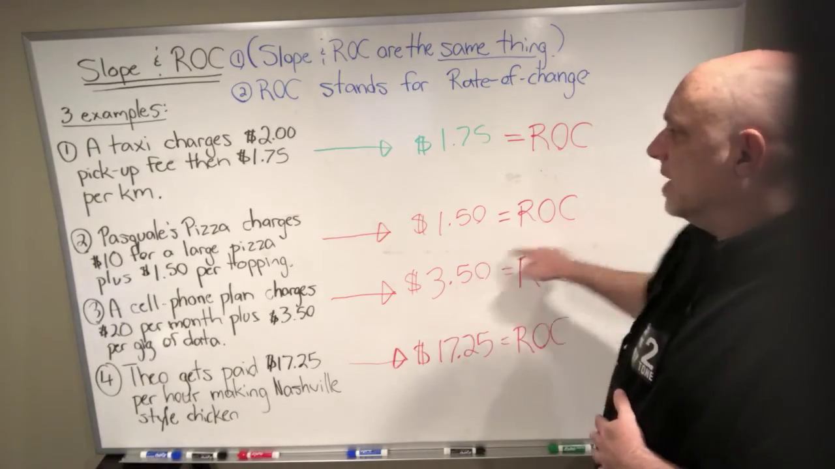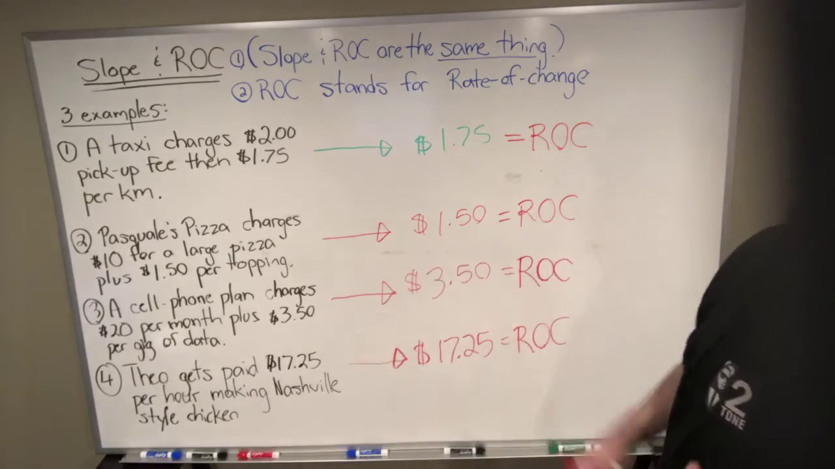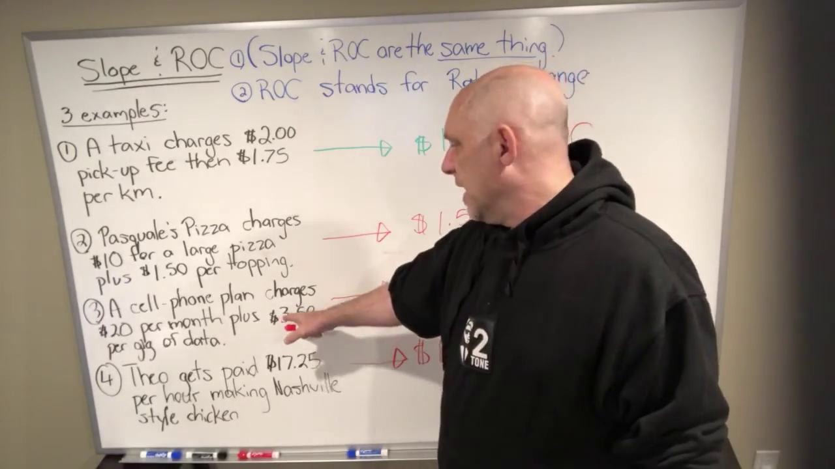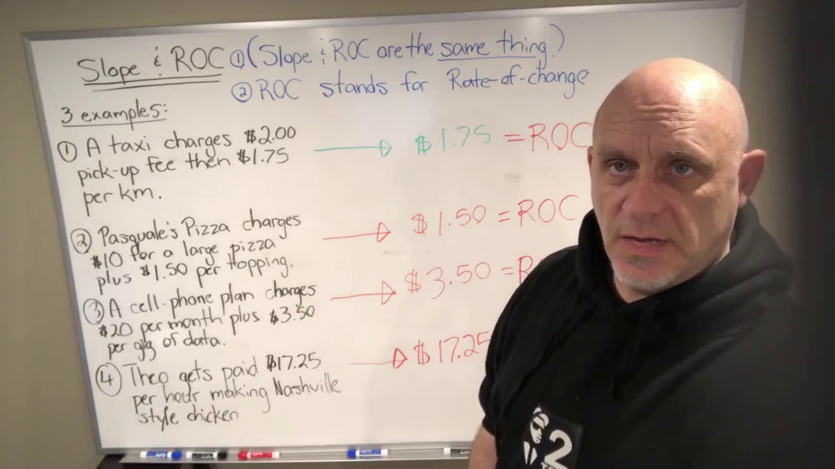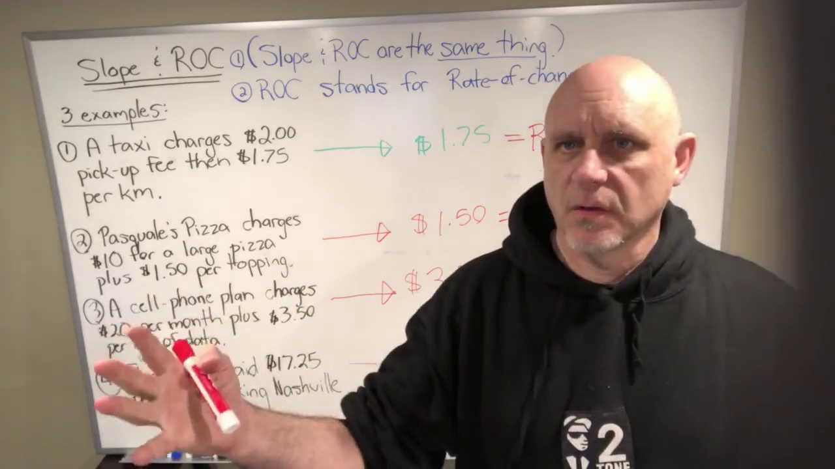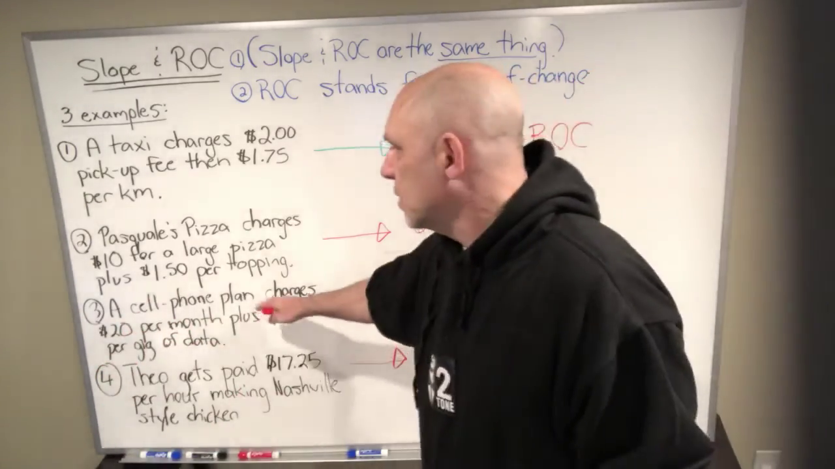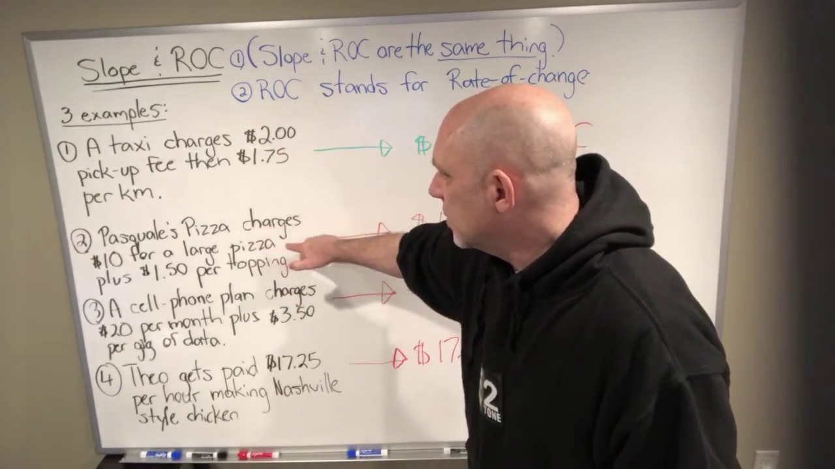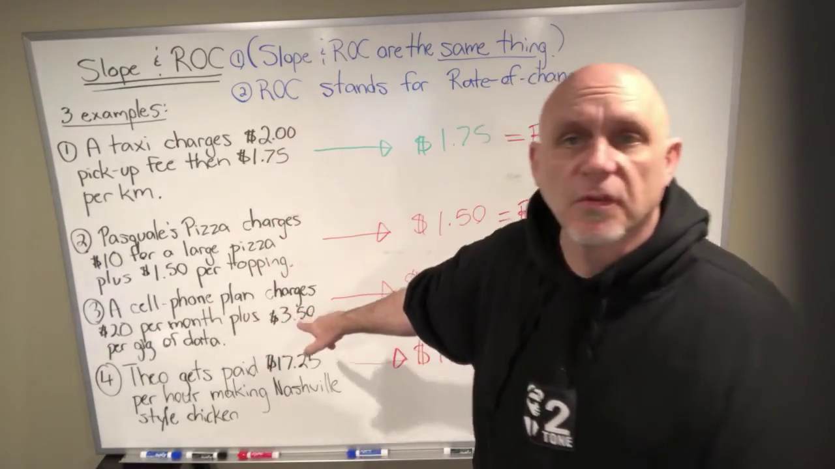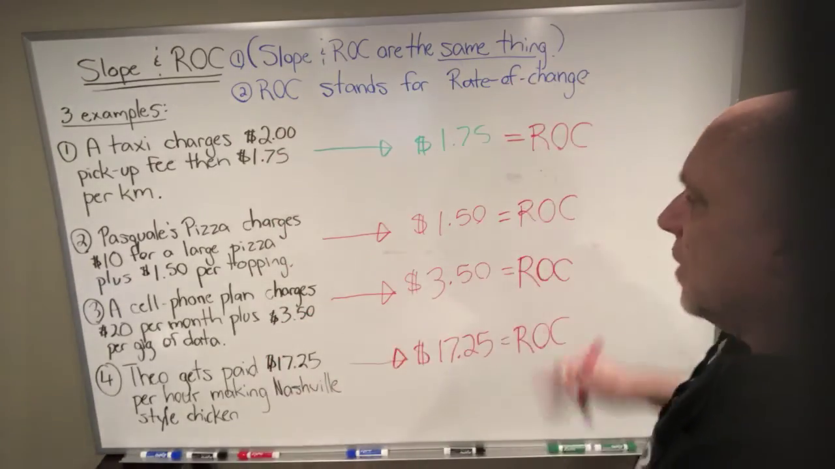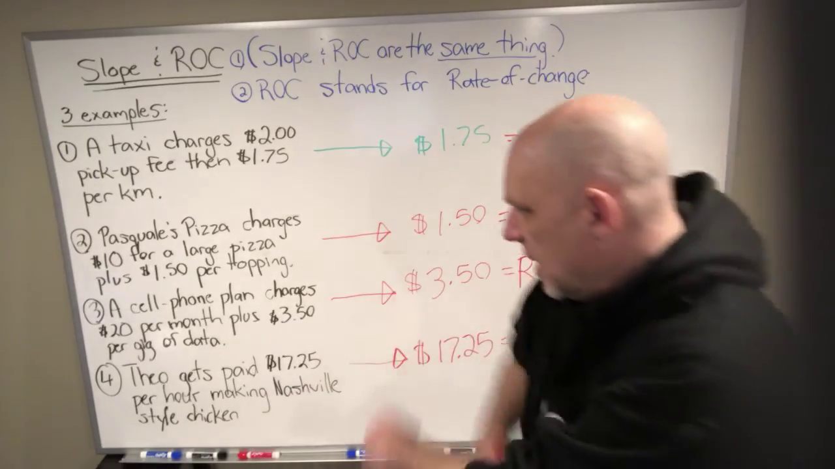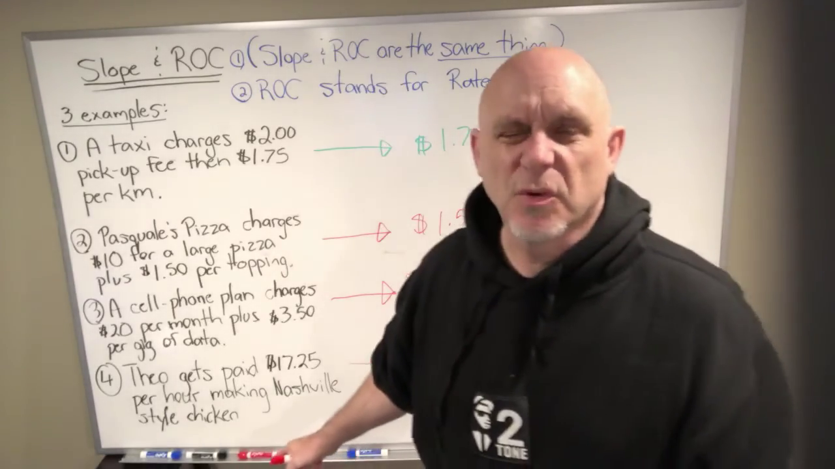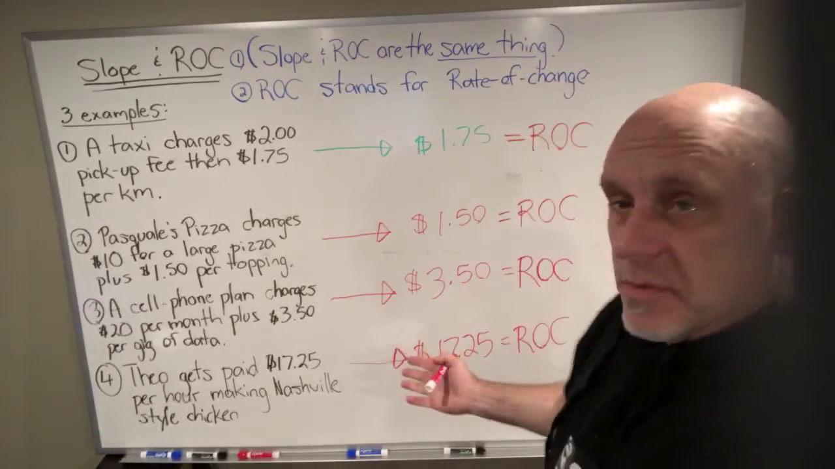The rate of change of what? How much you're getting charged for the pizza, depending on how many toppings you want. The rate of change of what? How much data you use. As the data you use changes, so does the cost. Sorry, the rate of change of the total cost of your cell phone. These all have to do with cost: cost of your cab ride, cost of the pizza, cost of your cell phone bill, and it changes according to how much data you've used. And the last one, it's the change of how much Theo is making per shift, per paycheck, depending on how much he's worked.